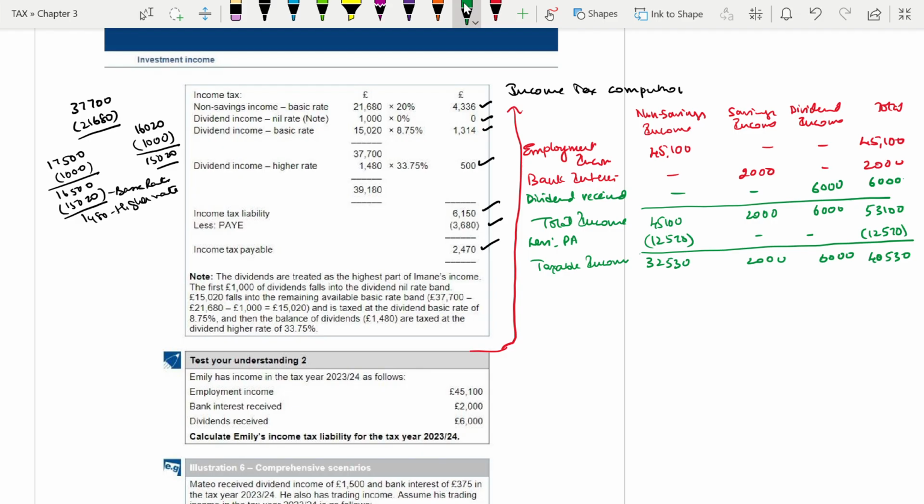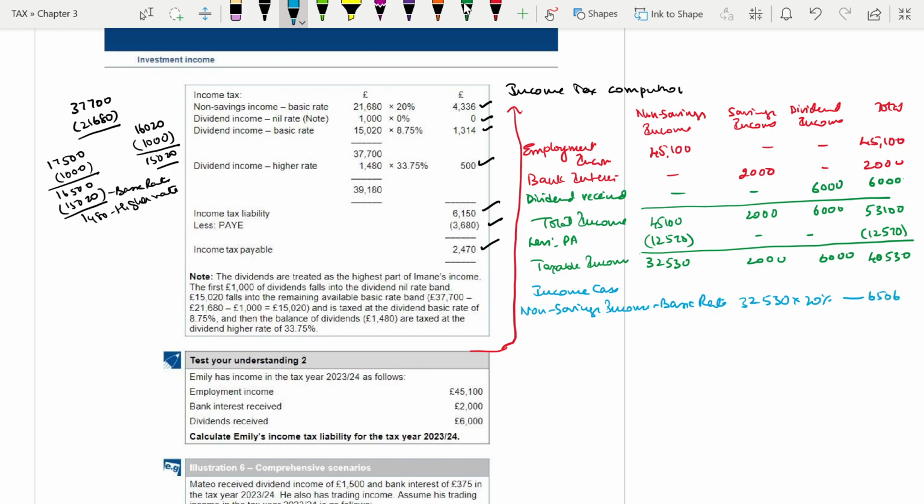This is the taxable income. Now, still he is in the higher tax bracket. How much relief will he get? Savings income 500. Now, income tax. How much? Non-savings income. Basic rate is how much? Basic rate 32,530 times 20%. It comes to how much? 6,506.